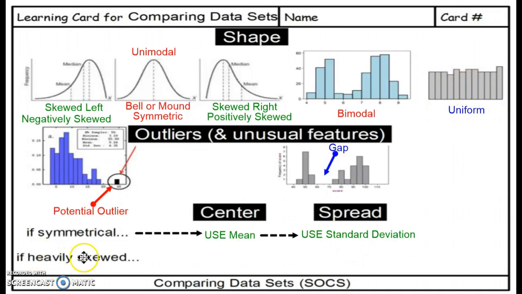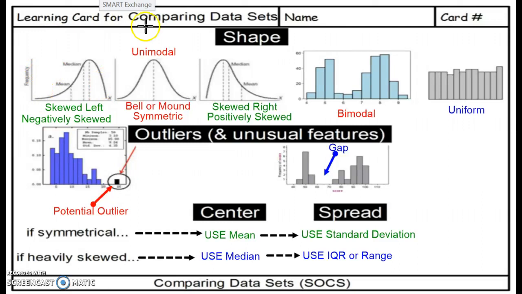Now, what if we have something that is skewed? Well, if it's skewed left or skewed right, or this one right here looks like it's skewed to the right, we would want to use the median as the best way to describe its center, and either interquartile range or range to describe its spread. So we've got this skewed left distribution up here at the top. With this skewed left distribution, we would use the median to describe its center, and either the range or the interquartile range to describe its spread. Same thing for this one here, and the same thing for this one here.